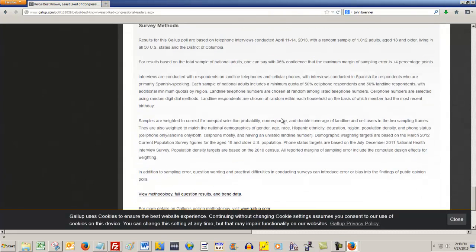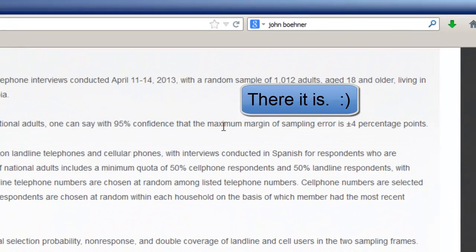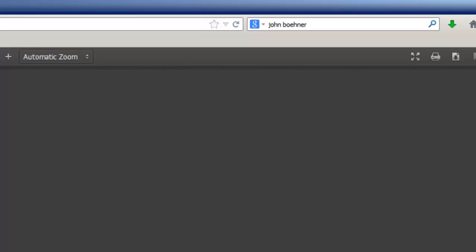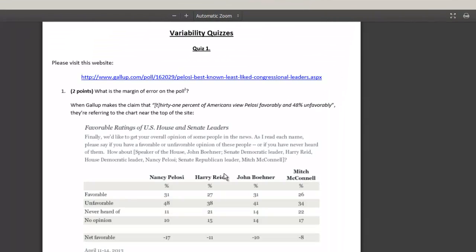Let's see, where is it? Here we go. The maximum margin of sampling error is plus or minus 4 percentage points. Boom! 4 percentage points. So we know that whatever statistic they've given us is not the parameter, that's the sample statistic, which means we got to add and subtract that to give a larger net.